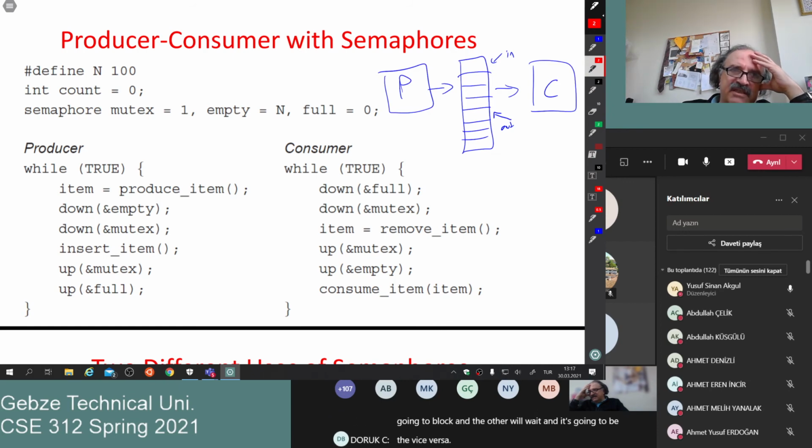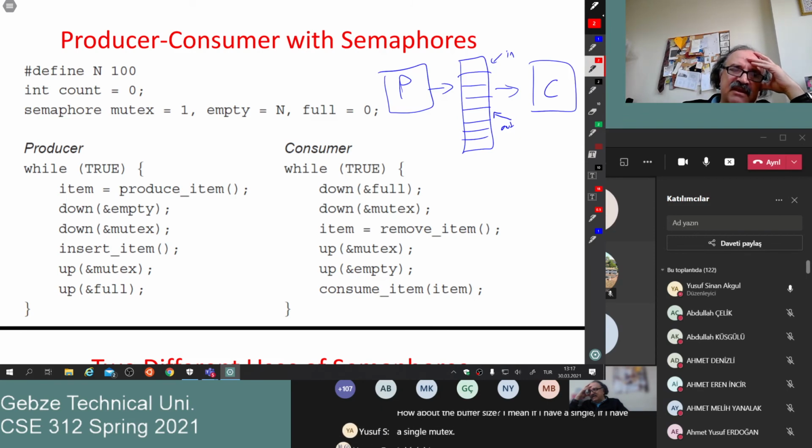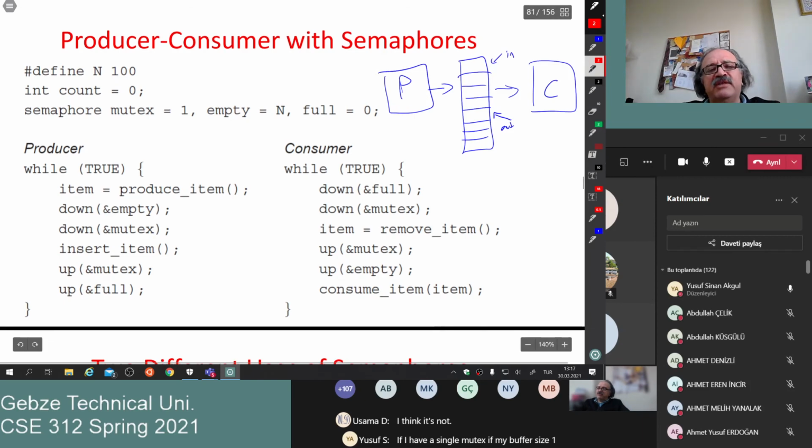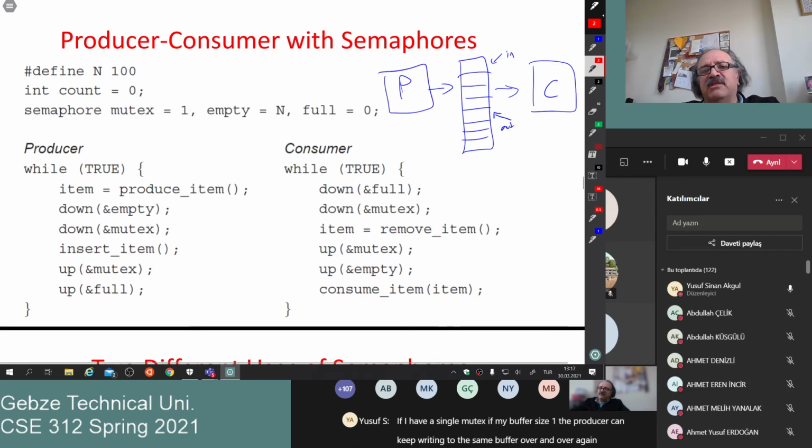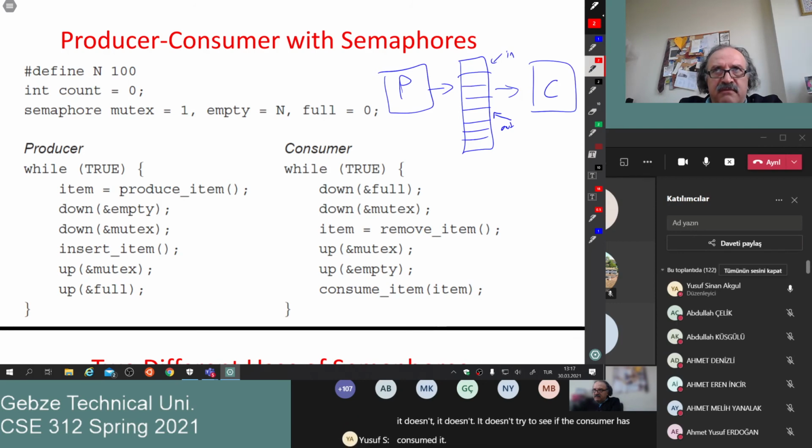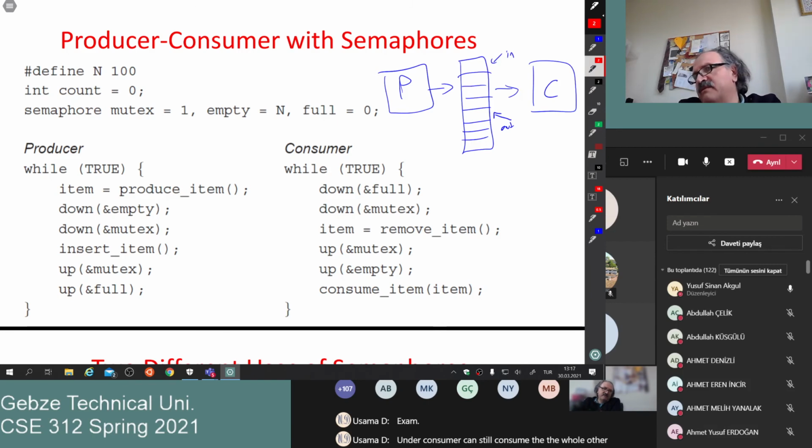How about the buffer size? I think it's not okay. If I have a single mutex and my buffer size is 1, the producer can keep writing to the same buffer over and over again, because it doesn't check whether the consumer has consumed it. Exactly. And the consumer can still consume without checking for it. So one mutex is not enough. I need at least two mutexes if my buffer size is 1.